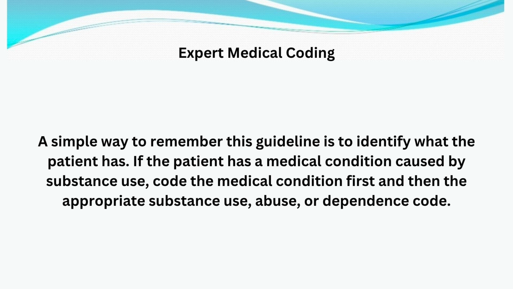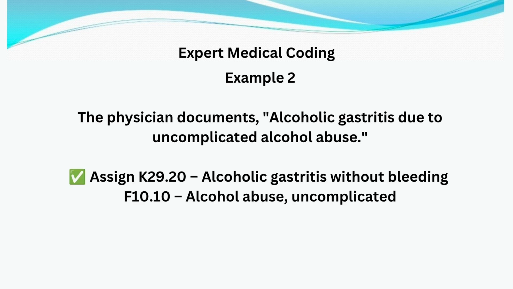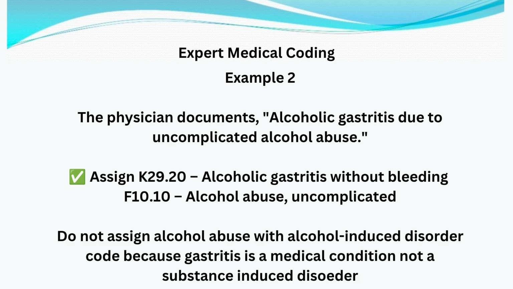A simple way to remember this guideline is to identify what the patient has. If the patient has a medical condition caused by substance use, code the medical condition first and then the appropriate substance use, abuse or dependence code. Let us see another example. The provider documents alcoholic gastritis due to uncomplicated alcohol abuse. So here we need to assign the medical condition first. Assign K29.20 alcoholic gastritis without bleeding and then abuse code F10.10 alcohol abuse uncomplicated. Do not assign alcohol abuse with alcohol induced disorder because gastritis is a medical condition, not a substance induced disorder.